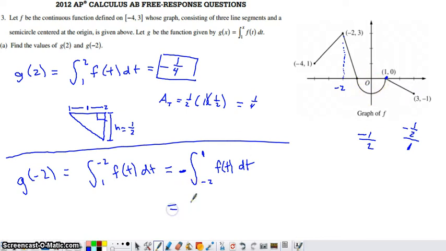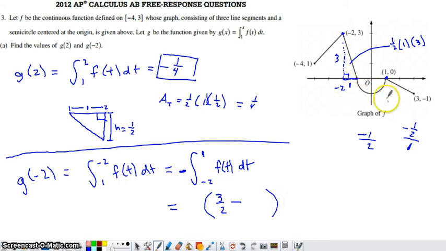So let's see, the area of this triangle first off, a little easier than the first triangle we dealt with. The width right here, or the base of this, is going to be 1 unit. It goes from -2 to -1 on the x-axis. And then the height, the y value that we get up to at this point, is a y value of 3. So the area of this triangle right here is going to be 1/2 base times height. So that's going to be equal to 3/2. So the value of this integral is going to be 3/2, and then minus whatever the area of this semicircle turns out to be.